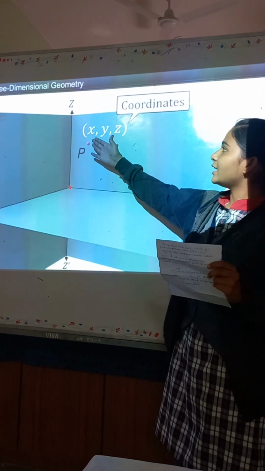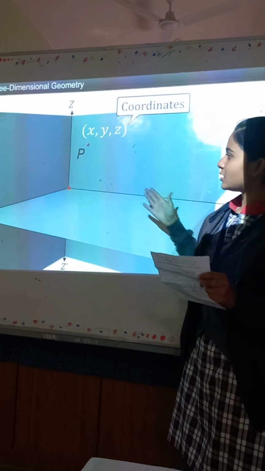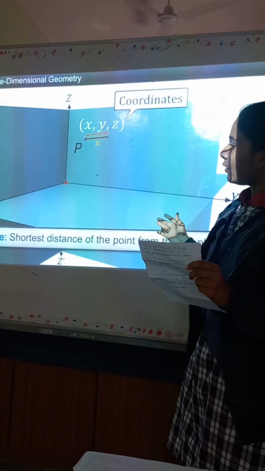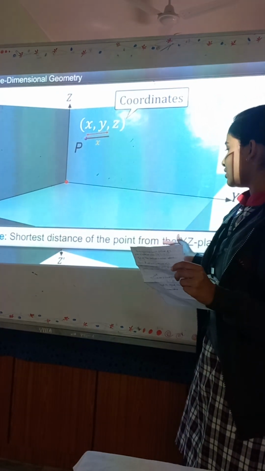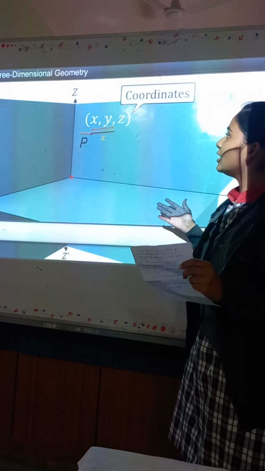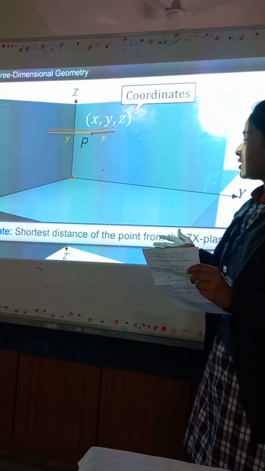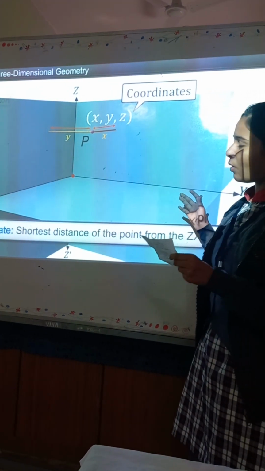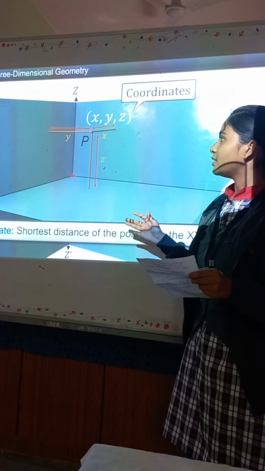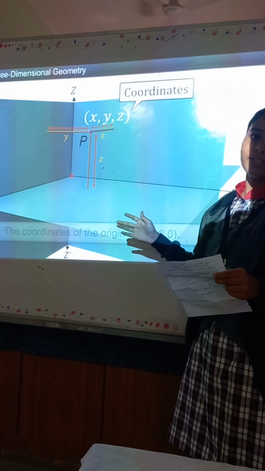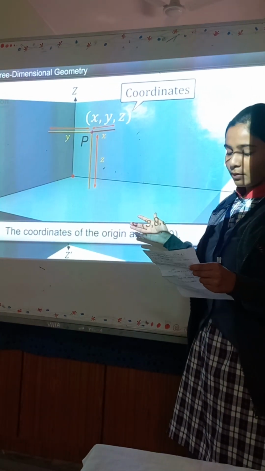The x coordinate is the shortest distance of the point from the zy plane. The y coordinate is the shortest distance of the point from the zx plane, and the z coordinate is the shortest distance of the point from the xy plane. The coordinates of the origin are 0, 0, 0 and it is generally represented with the letter O.